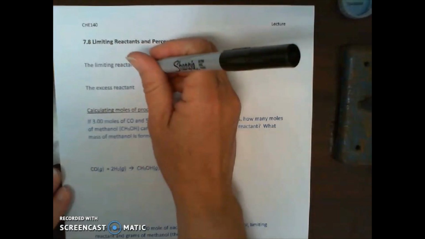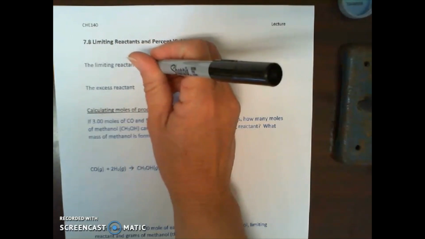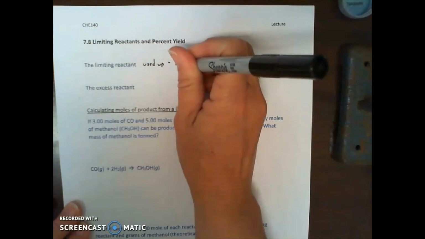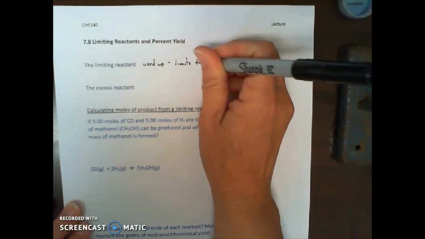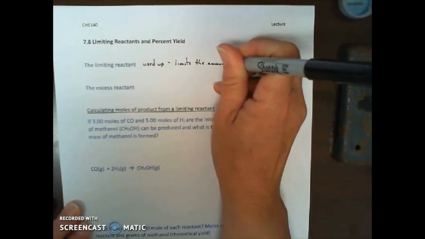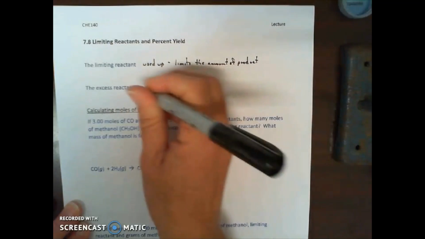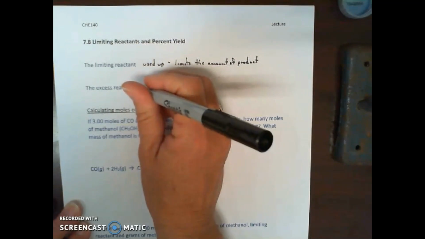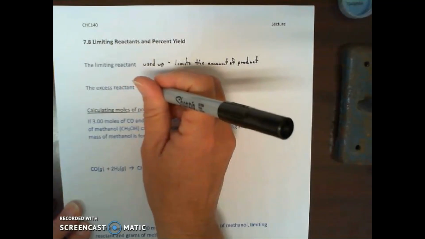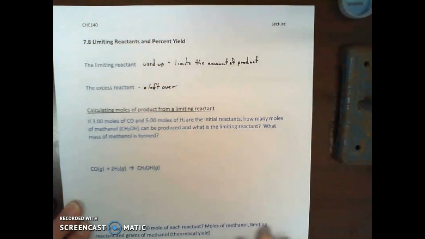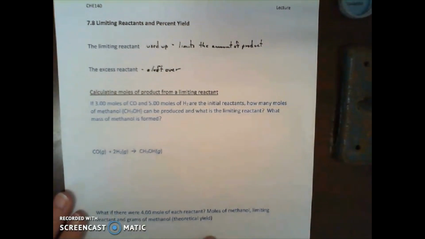So our limiting reactant is the one that's completely used up, and it limits the amount of product. The excess reactant is the one that has some left over. So we can calculate the moles of product that can be made from the limiting reactant. So let's look at this problem.